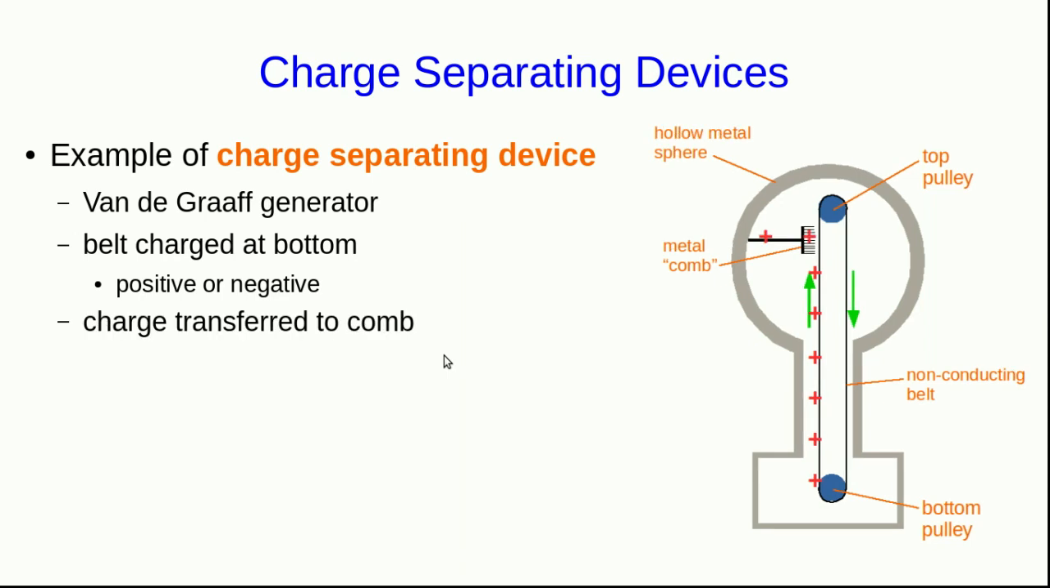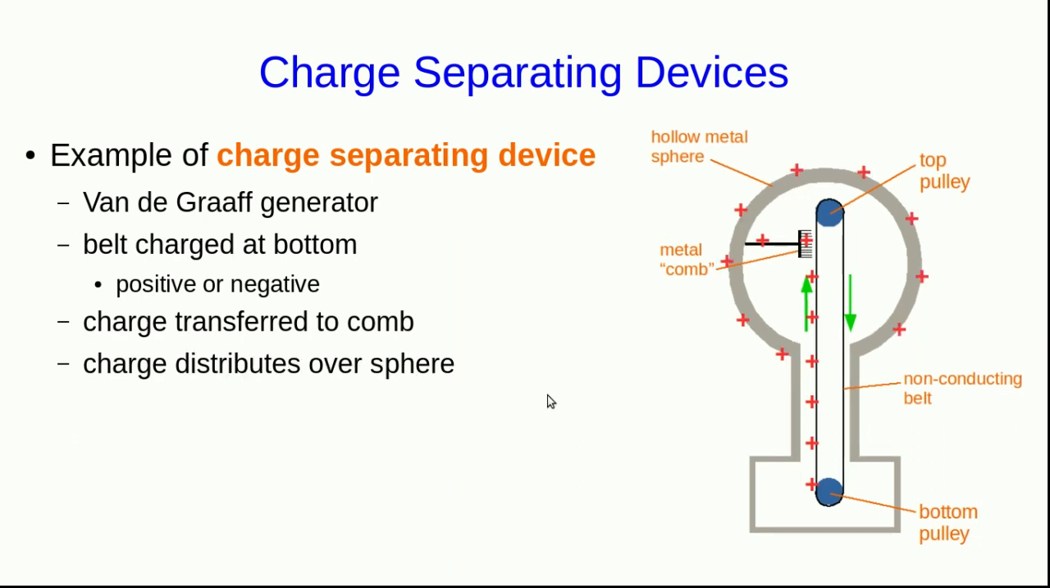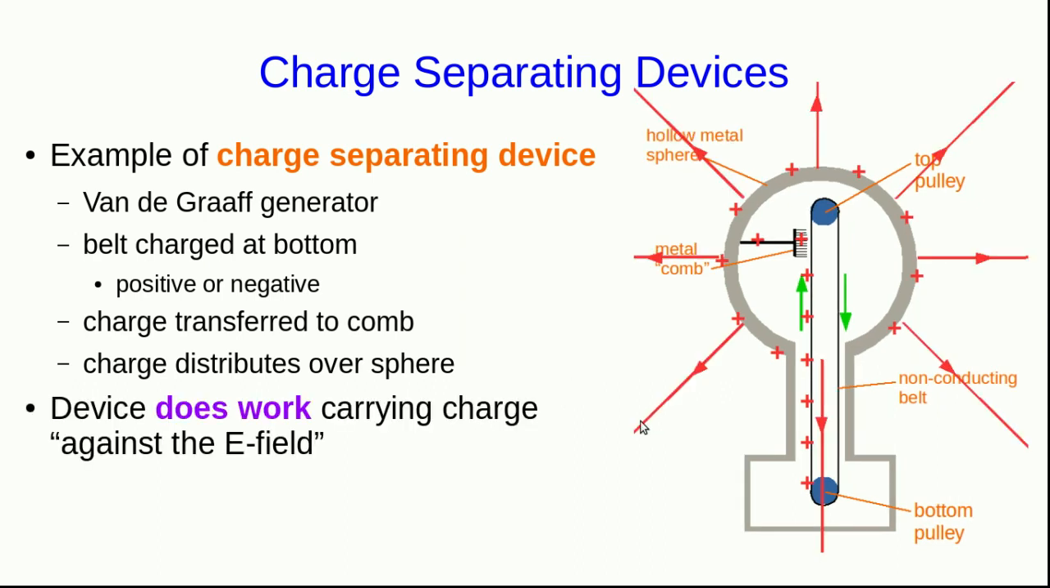The charge is then transferred to a metal comb. The reason it transfers is that the charge very near the comb polarizes the comb. Its tips become very charged with opposite charge to what's on the belt, and so they pull the charge off of the belt. Then, because that metal comb is connected to a hollow metal sphere, and we know that charge collects on the outside surface of metals, the charge distributes over the surface of the sphere.